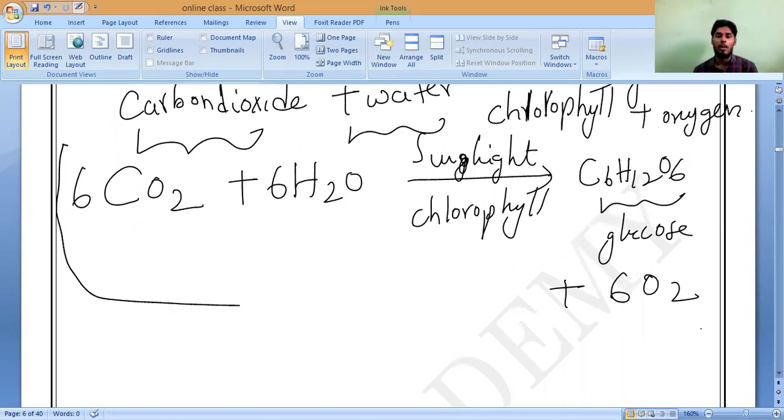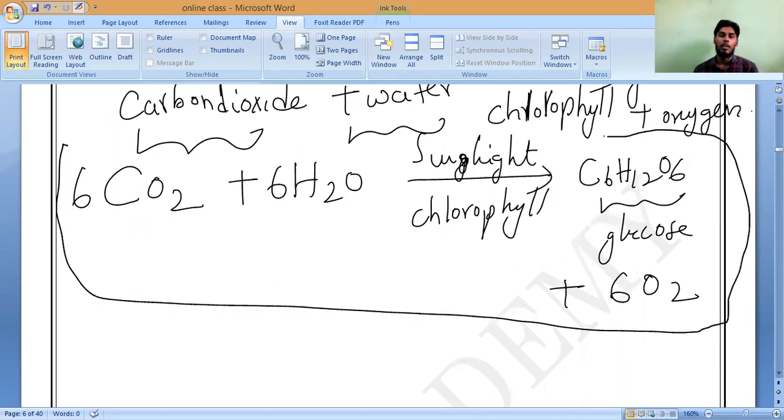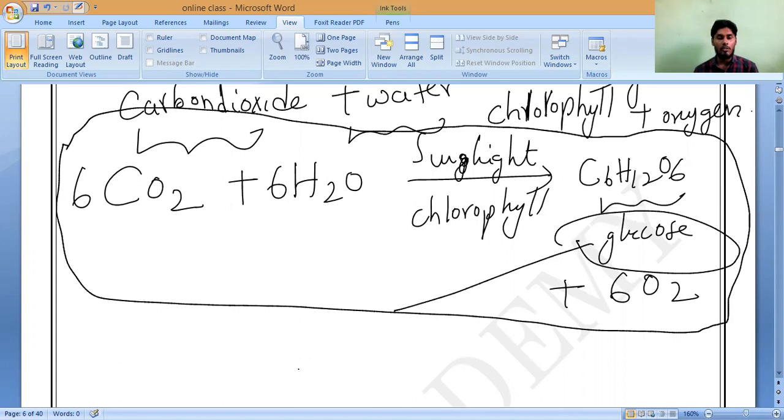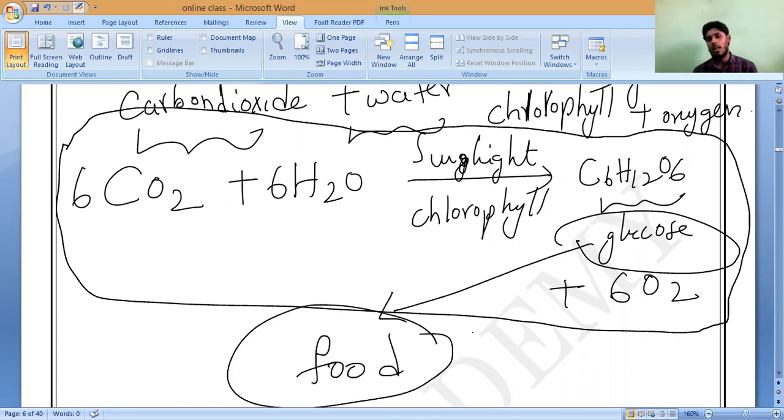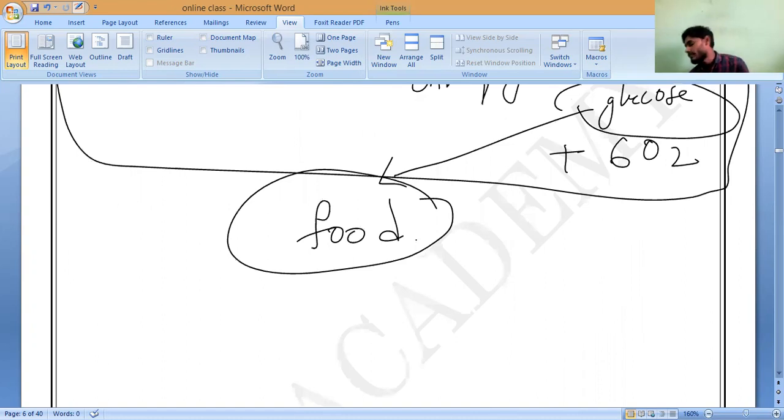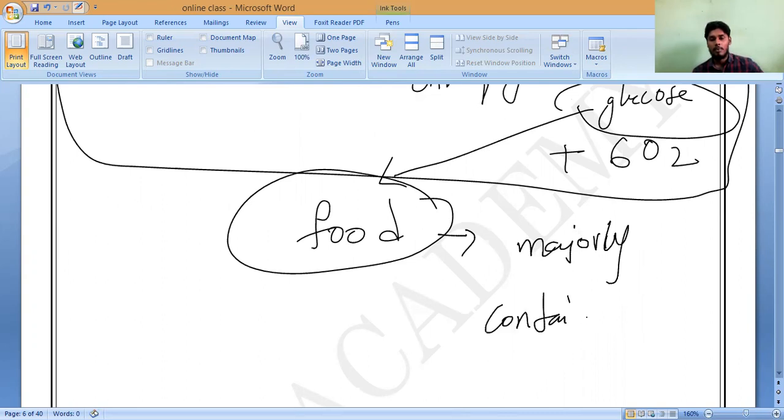Mari, are you able to remember? Very important. Here, what is the food called? This glucose only is what we call food. Do you understand, Ra? Yes or no? Glucose only, yes, food, sir. This food majorly contains carbohydrates. Majorly contains what? Carbohydrates. Note it down.